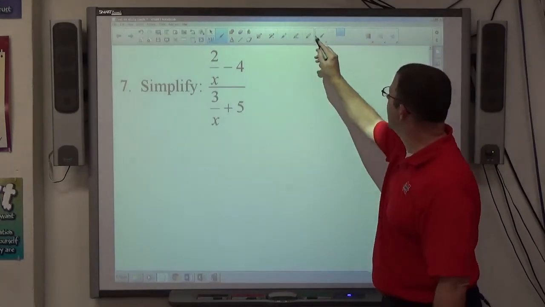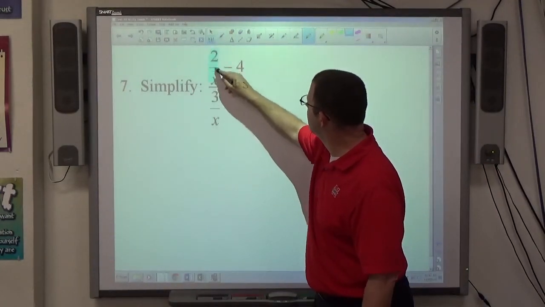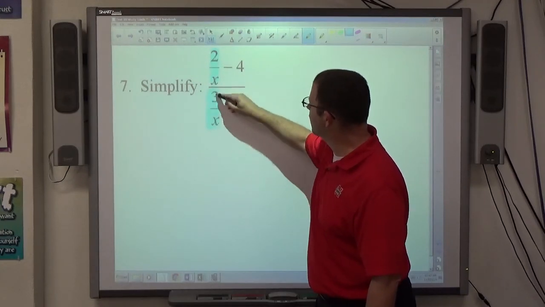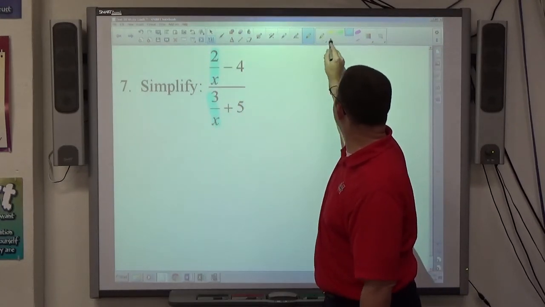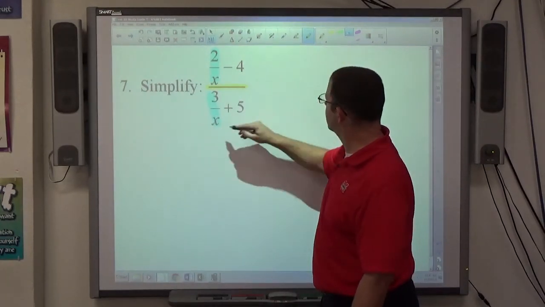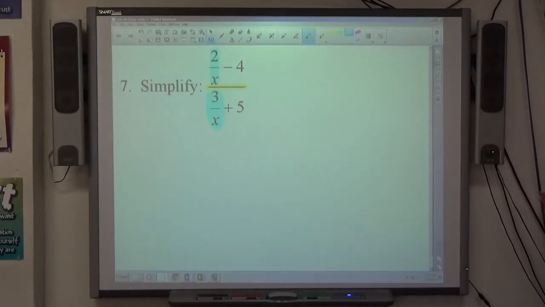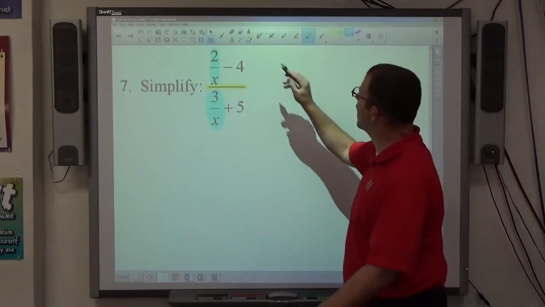We got a complex fraction. I can see very clearly that this is a fraction, and this is a fraction, and I've got a main fraction bar happening right here. So I don't want 2 over x and 3 over x to be in my problem. Fractions inside of fractions is not simplified.